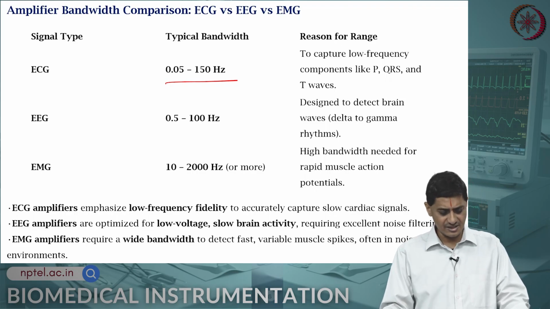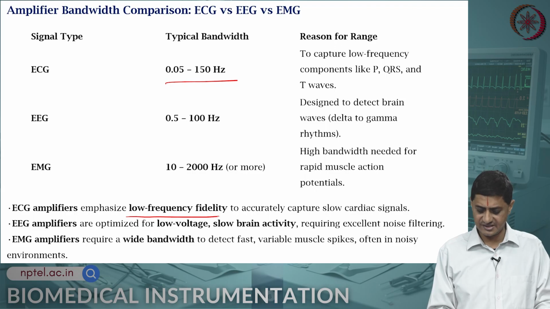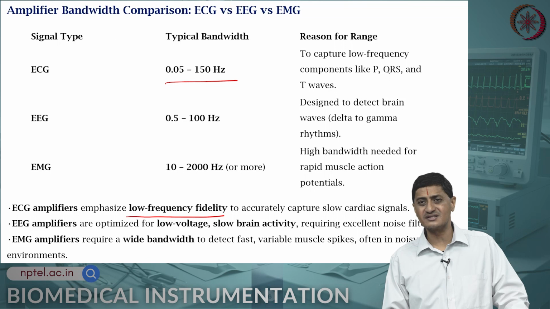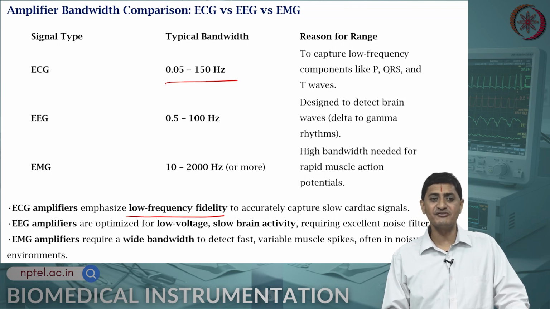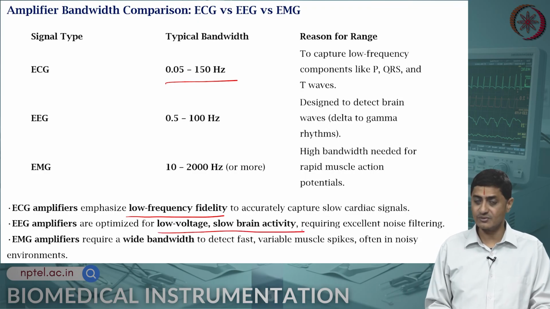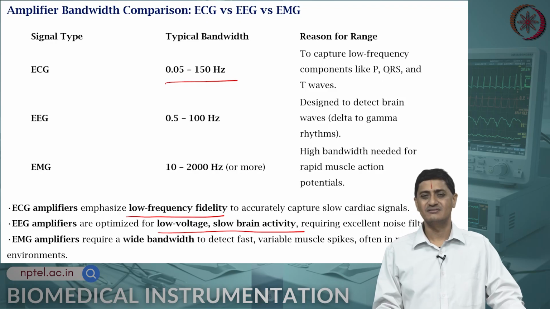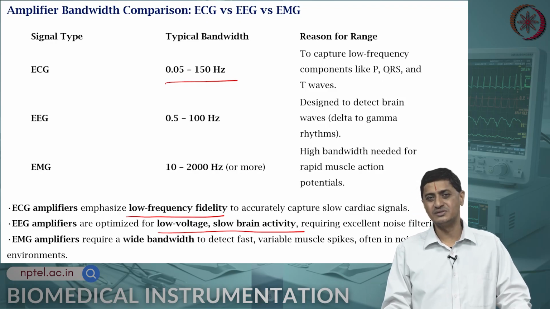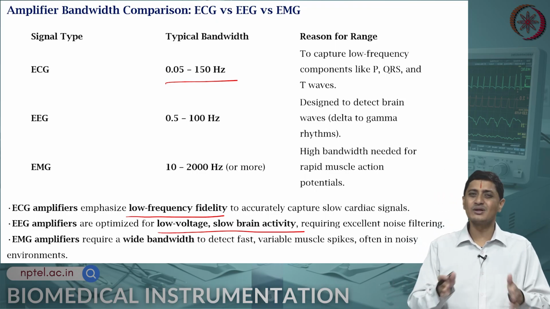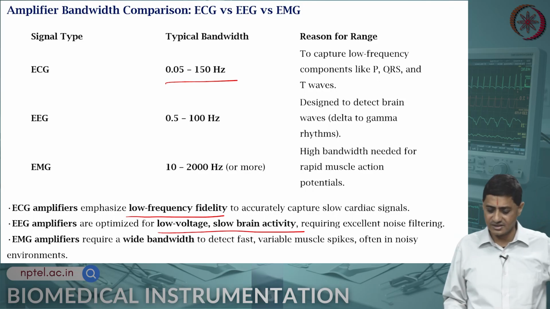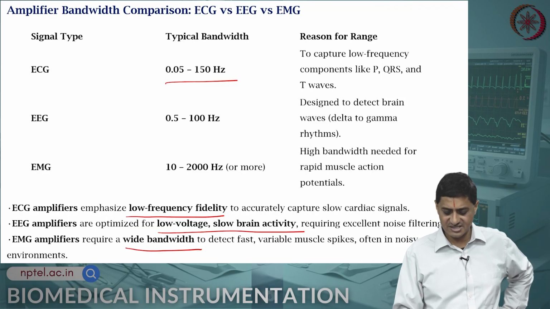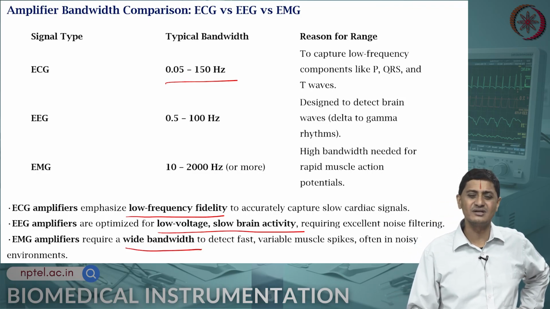So, ECG amplifiers emphasize low frequency fidelity to accurately capture slowly changing cardiac signals like PQRST. EEG amplifiers are optimized for low voltage and slow brain activity, requiring excellent noise filtering. For EEG you need excellent noise characteristics, and EMG amplifiers essentially require a wide bandwidth between 10 and 2000 hertz to detect rapidly changing muscle activity or fast variable muscle spikes, often found in noisy environments.